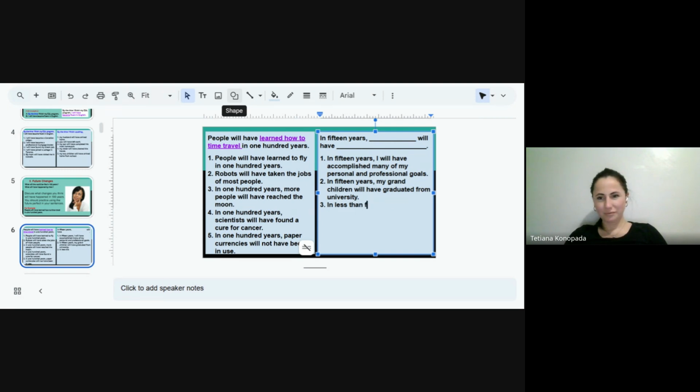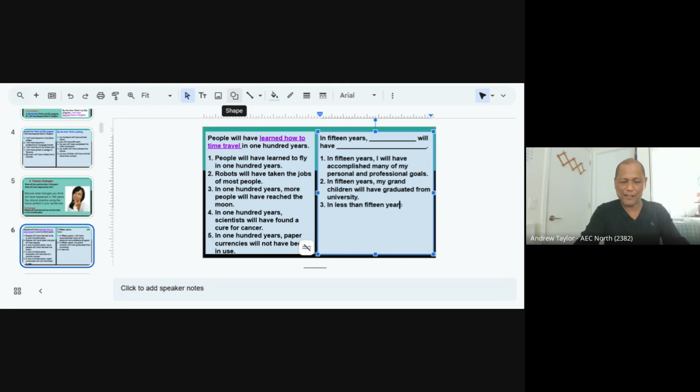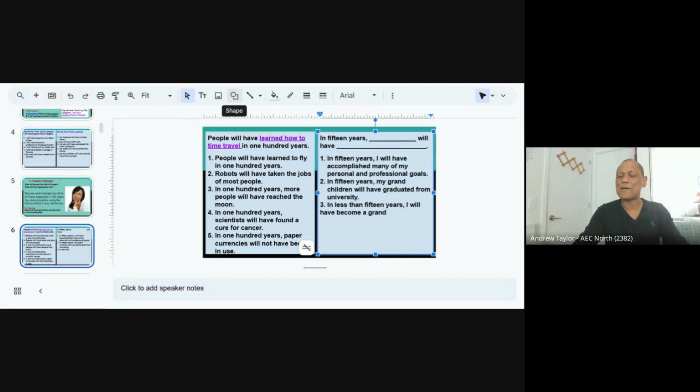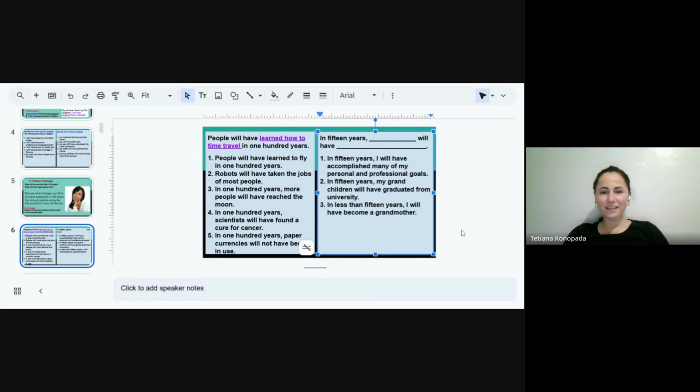In less than 15 years, comma, I will have become a grandmother. Do you like the sentence, Safia? Okay, Tatiana, can you please repeat? In less than 15 years, I will have become a grandmother.